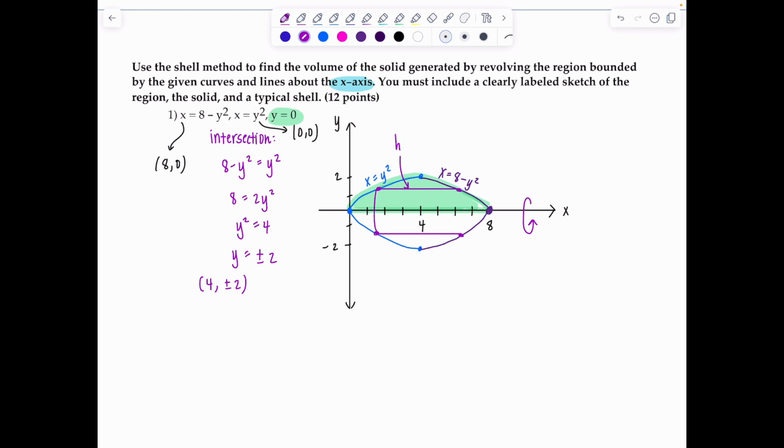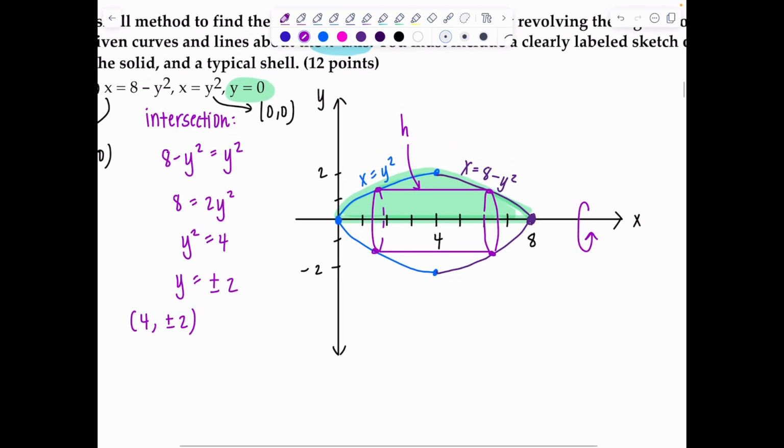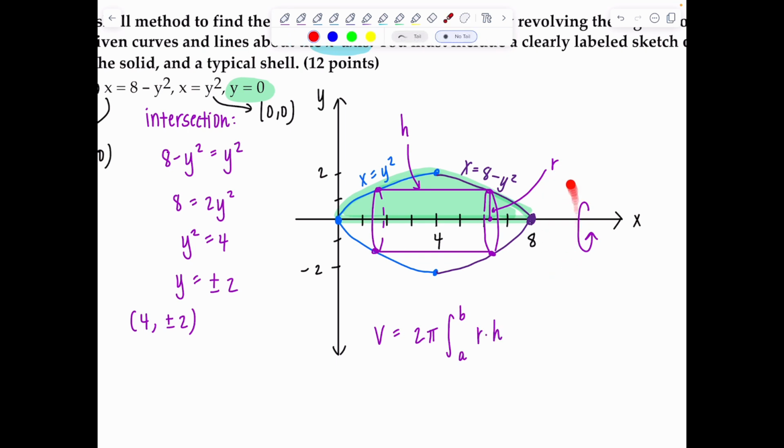And then here, let me add in the rest of my cylindrical shell. Wow, beautiful. Where's the radius? It's right here, everybody. There's the radius. So let's remember the formula for volume for cylindrical shells: 2 pi, integral from a to b, r times h. In this case, since we're spinning around the x-axis, we're peeling parallel to the axis of revolution, so I'm going to integrate with respect to y.